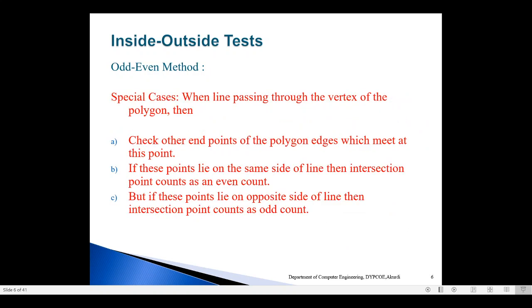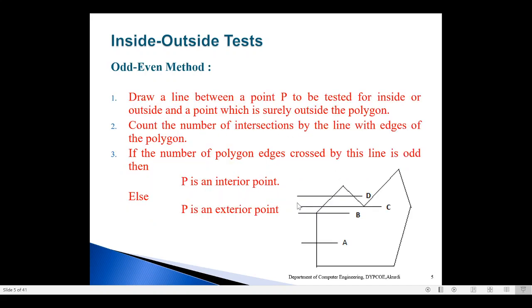Along with this, there are two special cases when the line is passing through the vertex of the polygon. So here you can see this line is passing through the vertex. If you consider these points B and C, for point C, this line is passing through this vertex, and for point B, the line is passing through this vertex. If this is the case, how do we test these points?